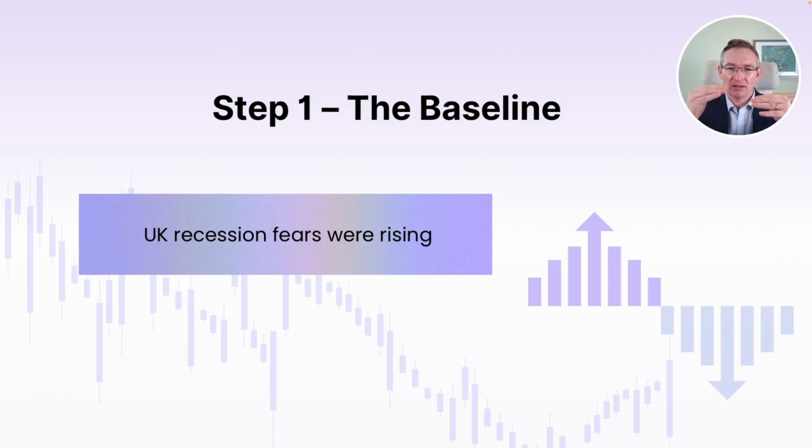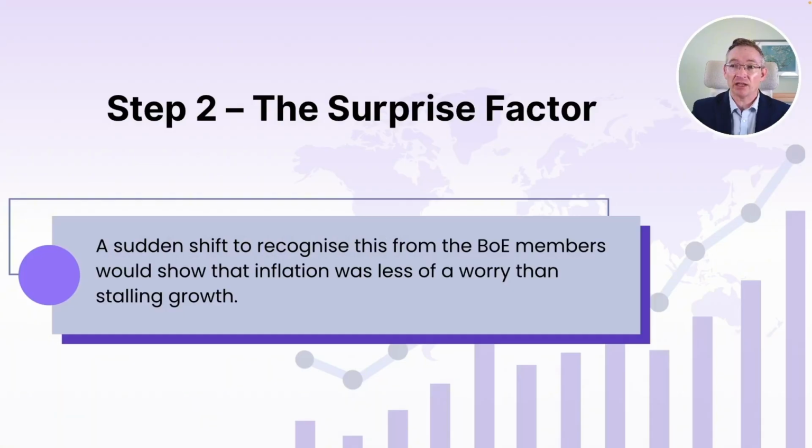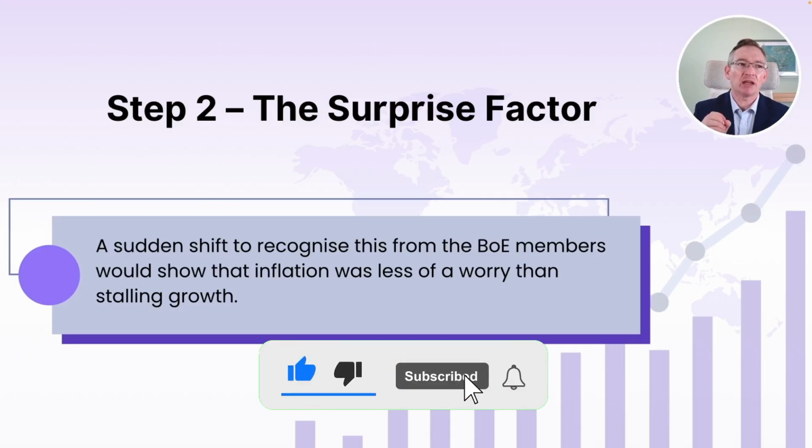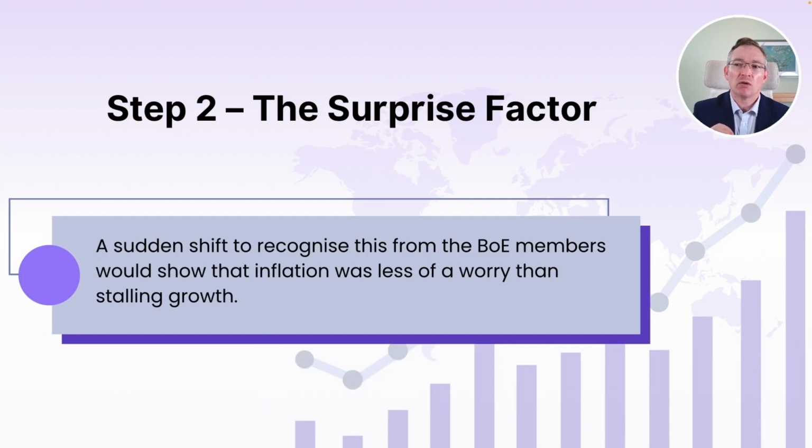So at what point does the weakness in the UK economy mean that the Bank of England say, no, we have to prioritise stimulating growth now, even if inflation is a little bit too high? So going into this Bank of England meeting, it was clear UK recession fears were rising. The need for interest rate cuts was definitely increasing. So what would have been the surprise? Well, the surprise on this Bank of England decision would be if the Bank of England members suddenly show that they were more concerned about stalling growth than sticky inflation.